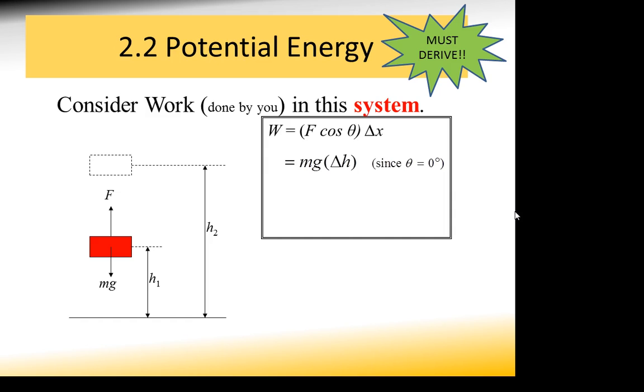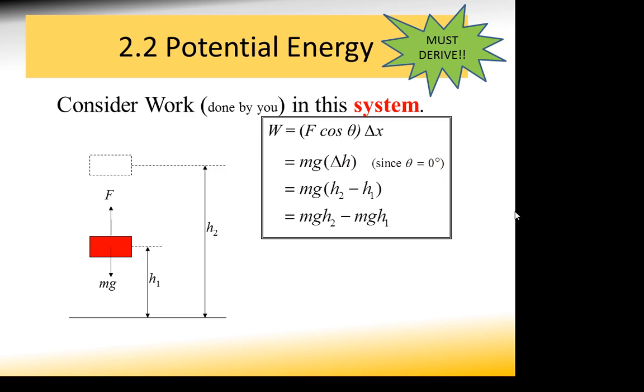Why? The force I apply to raise this book up is equal to mg because I do not want it to gain kinetic energy. I want the forces to be equal for it to move up but not gain kinetic energy. So the force I apply, magnitude, is equal to mg. The height I move through is delta h, h2 minus h1. And you get work done by you is mgh2 minus mgh1. So I've derived for you the equation that you've been using since secondary school, mgh.